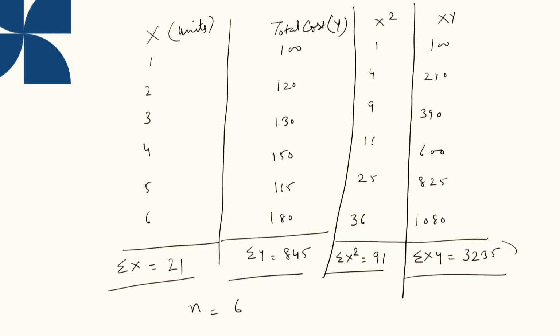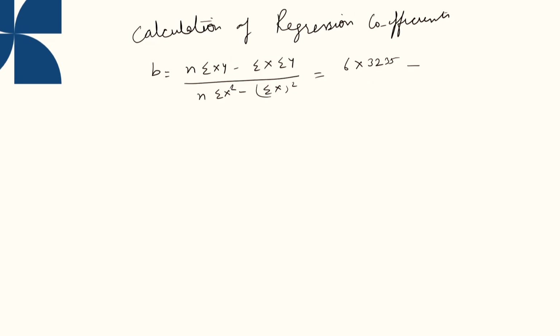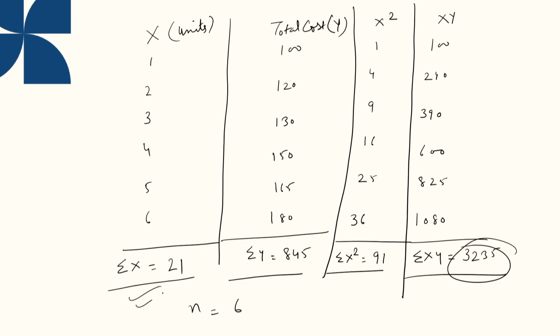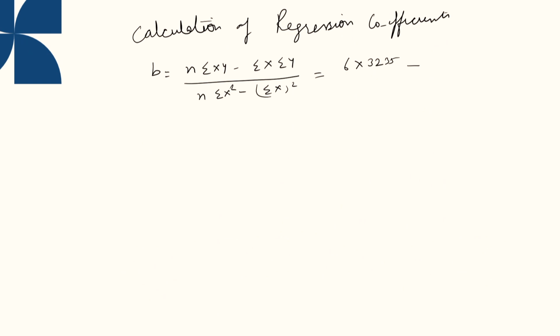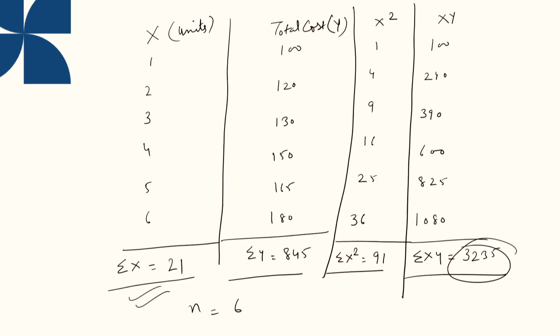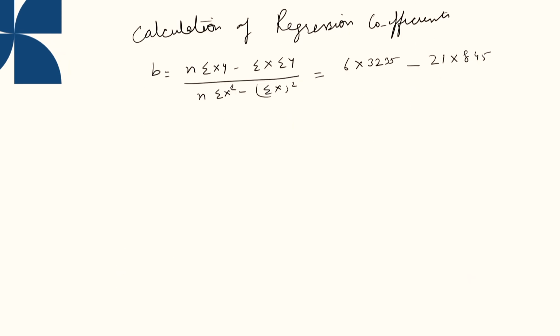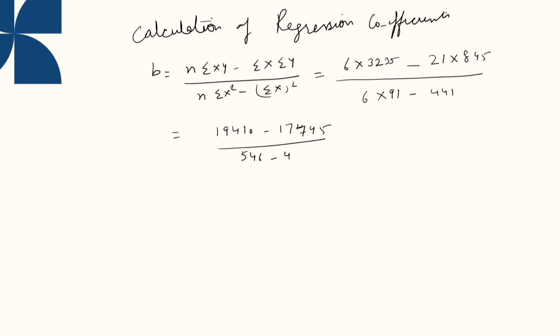3235, we just computed here, minus sigma x is 21 and sigma y is 845. We just computed these in the question. You can see there, the whole is to be divided by 6 into 91 minus 21 square, which is 441. So we reach the figure of 19,410 minus 17,745, whole to be divided by 546 minus 441.